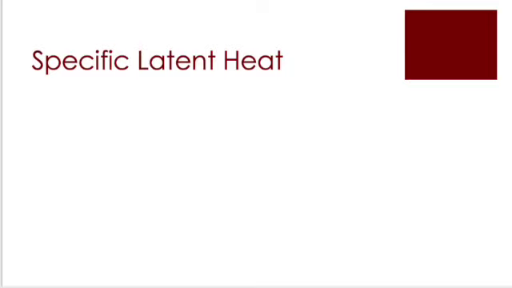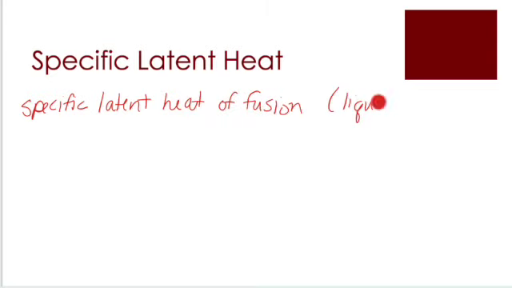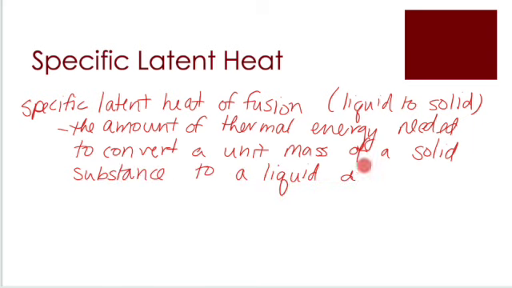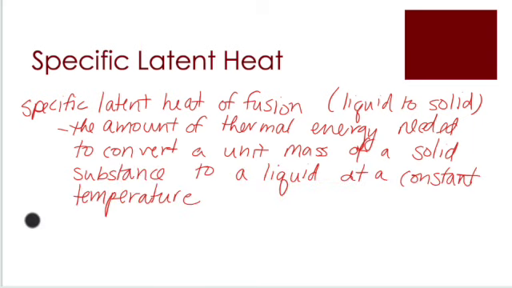So let's start off with what specific latent heat is. First of all, we have two different kinds. With latent heat, we're talking about the amount of thermal energy needed going between two different states or two different phases. First of all, we could talk about the specific latent heat of fusion. That would go from a liquid to a solid. Now realize if I go from a liquid to a solid or a solid to a liquid, it's the same amount. It's just whether I add that amount of thermal energy or I remove it.